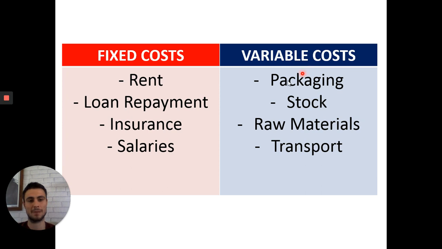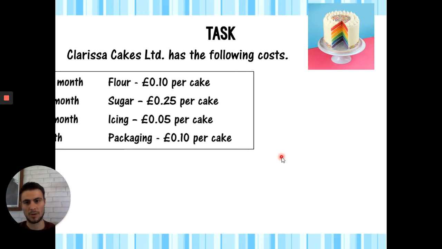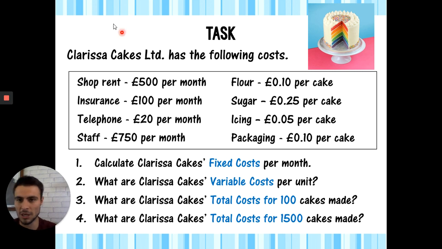However, as I discussed, packaging, stock, raw materials, transport, they will all change depending on how many we need because of how many we make and how many we sell. So variable costs will change with output. So we'll bear that in mind. They are mainly fixed costs, or they are fixed costs. Rent, insurance, telephone bills, staff costs, they won't change.